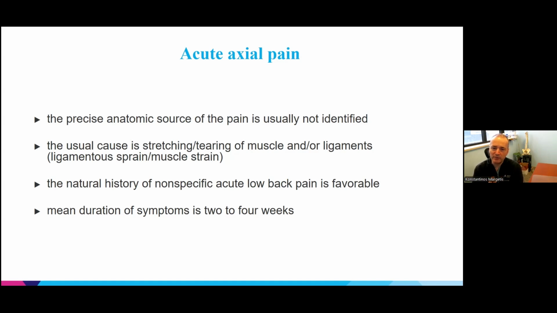And what we need to keep in mind is that the spine is constantly in movement. We cannot really immobilize the spine effectively. It's not like somebody has an injury in the elbow, can put a brace, immobilize that, and allow the area to heal. For the spine, because there's constant movement, every time the patient is standing up, they are loading the injured area. So that's why it usually takes a longer time to recover from this type of pain, even though it's coming from the muscle and the ligaments.